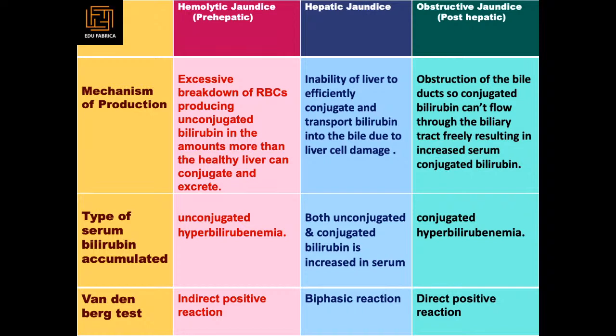So the mechanism, first of all, in the pre-hepatic, we have excess breakdown of RBCs producing unconjugated bilirubin in amounts more than a healthy liver can conjugate and excrete. In the hepatic jaundice, you have inability of the liver to efficiently conjugate and transport bilirubin into the bile due to liver cell damage. In the obstructive jaundice, you have obstruction of the bile ducts so conjugated bilirubin can't flow freely through the biliary tract, resulting in increased serum conjugated bilirubin. And the type of serum bilirubin accumulated, in the first case is unconjugated, in the second both unconjugated and conjugated, in the third is conjugated.